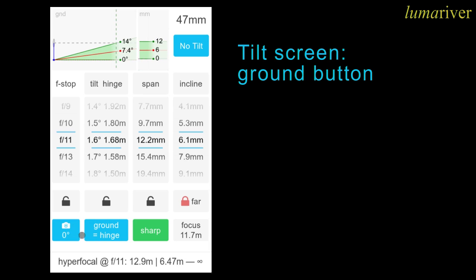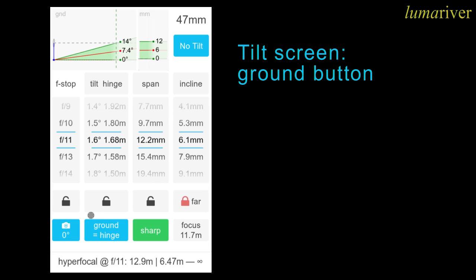The ground button allows setting a vertical distance from the camera down to the ground. In the typical use case, you set the hinge distance to the same as the ground, so you don't really need to care about any specific ground distance. And this is default, as you see here on the button, ground equals hinge.